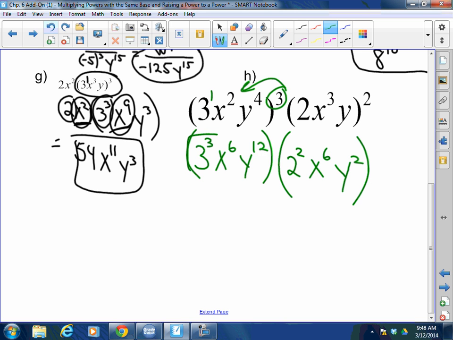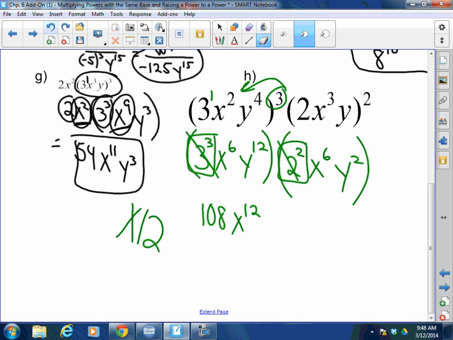Now, always deal with the numbers first. What's 3 cubed? 27. What's 2 squared? What's 27 times 4? 108. Done. Now, x to the 6th times x to the 6th. X to the 12th. Guys, if you just say x 12, that's like a type of razor or something. No. It's the X 12 Ultra Shave Razor. No. X to the 12th. And then y to the 14th.